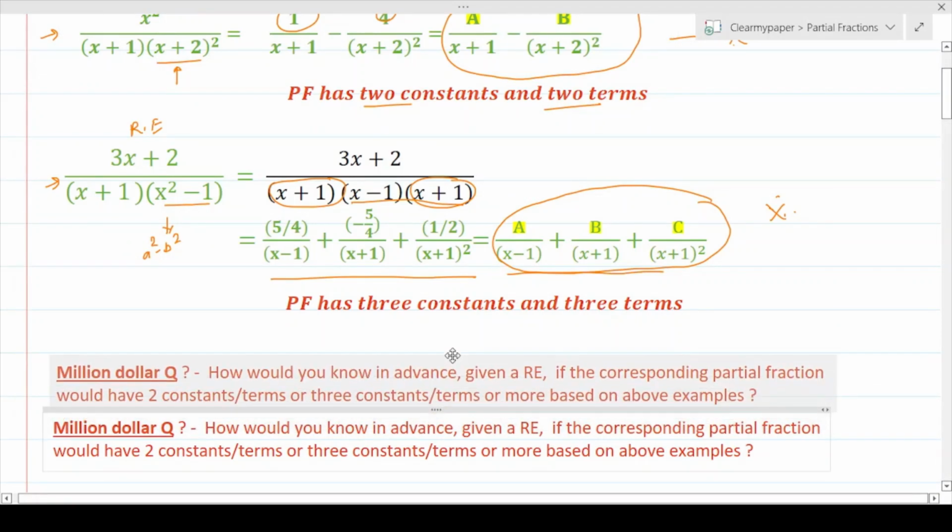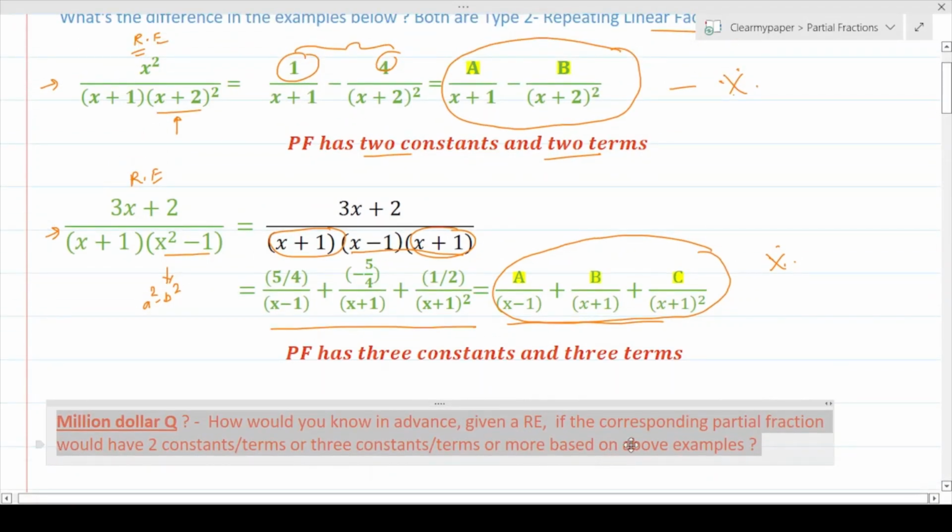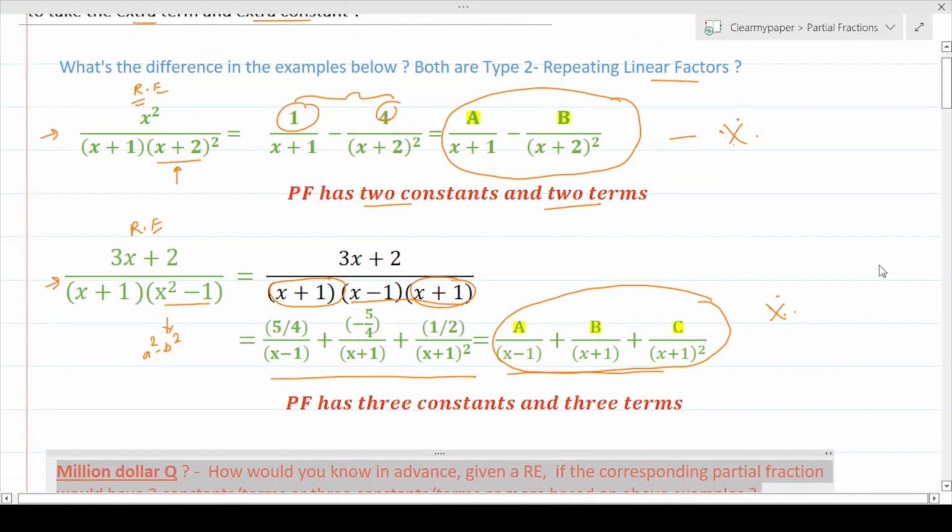Let me pull this up. If you're given these two equations, should the corresponding partial fraction start with two constants or with three constants? How do we know that? That's the question we need to ask, because that's where the confusion is. And typically there is a way to do that.